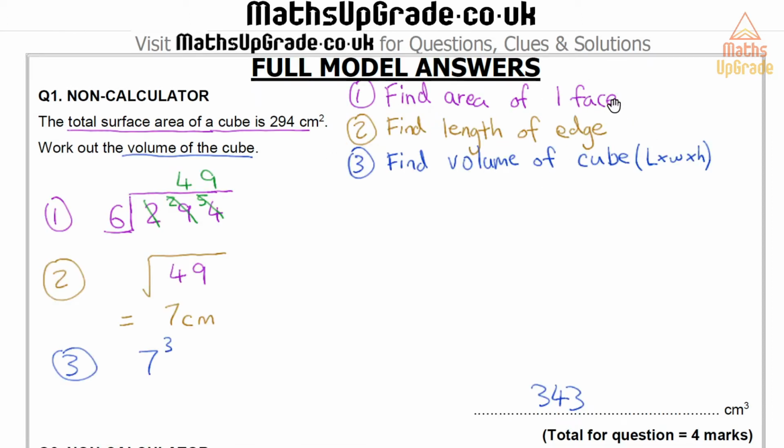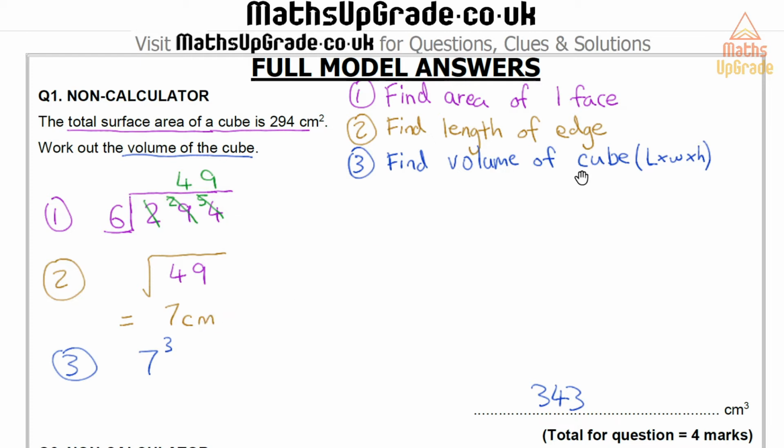I can find the area of one face since I know the total surface area of the cube, and the total surface area is all 6 faces' areas combined. Since each face is equal, I can just do 294 divided by 6. Using short division, that gives me 49. Now, since 49 is the area of one face and each face is a square, to find the edge of one square I can just square root 49, and that gives me 7 centimetres.